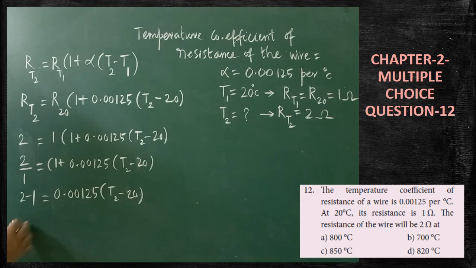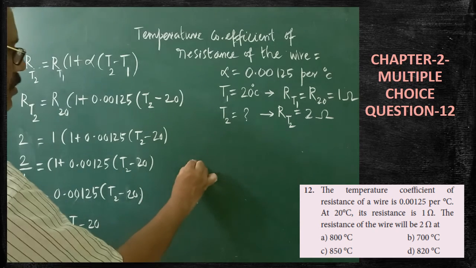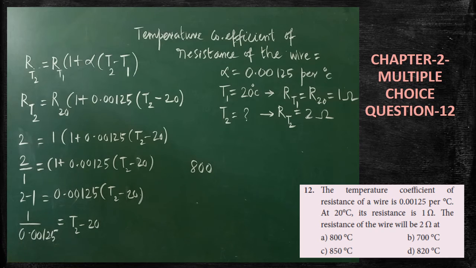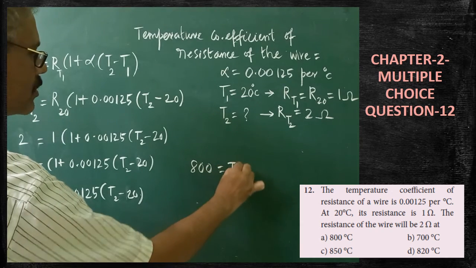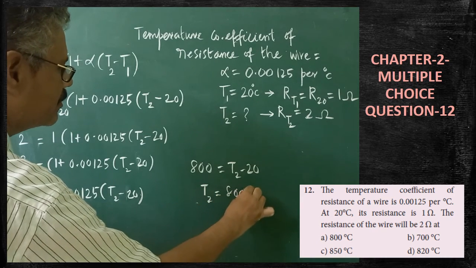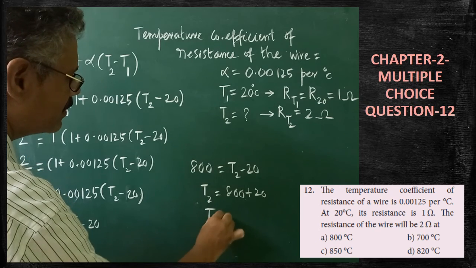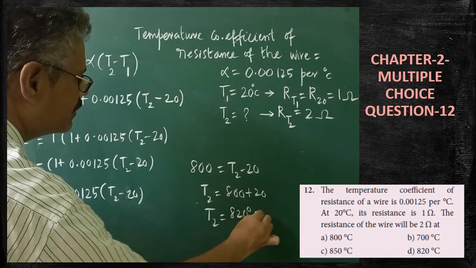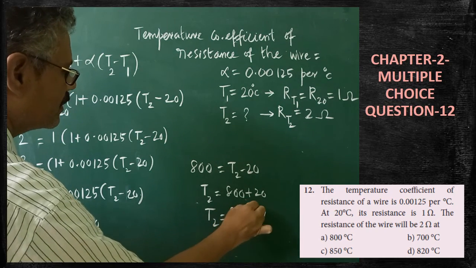This factor can be cross multiplied. 2 minus 1 is equal to 1, and this factor can be brought down. So 1 by 0.00125 is equal to T2 minus 20. 1 by 0.00125 will be equal to 800. Are you clear? That you should know. 800 is the value, which is equal to T2 minus 20. So what is the value of T2? T2 is equal to 800 plus 20. T2 is equal to 820 degrees Celsius. So this is the required answer.